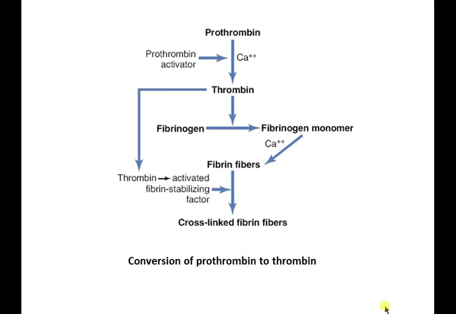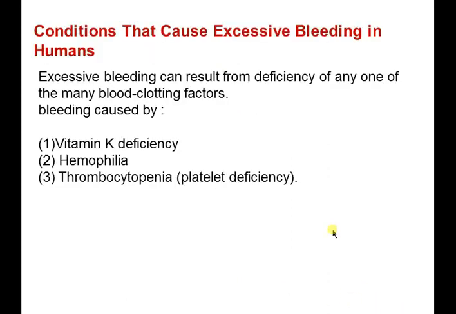Slide 11. Excessive bleeding can result from a deficiency of any one of the many blood clotting factors. There are 3 particular types of bleeding tendencies that have been studied, which are 1. Vitamin K deficiency, 2. Hemophilia, and 3. Thrombocytopenia. Please study these 3 causes from your textbook.